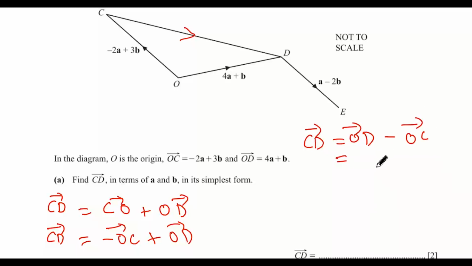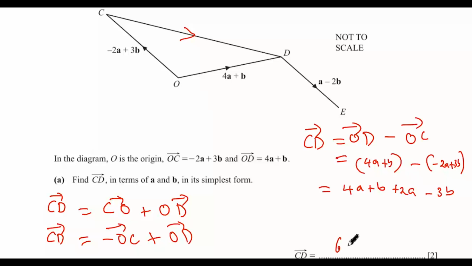In this case, I will say 4A plus B, you can put it in bracket, then minus OC, which is minus 2A plus 3B. You have to be very careful with the sign. So this will be 4A plus B, then let's open the bracket with the negative sign. This will be plus 2A, then minus 3B. So 4A plus 2A will be 6A. Then plus B minus 3B will be negative 2B.